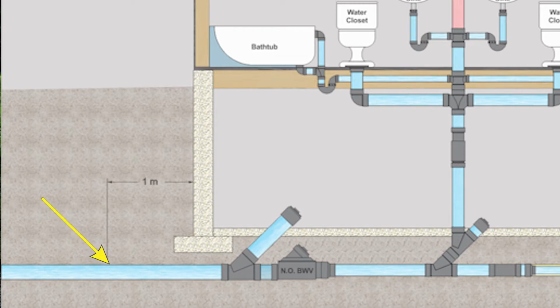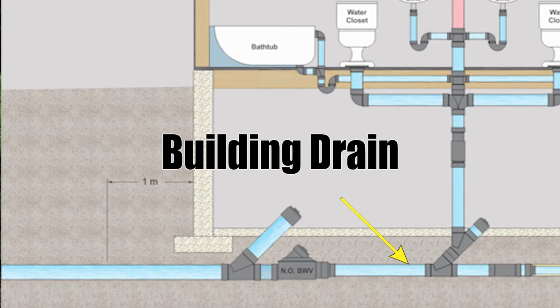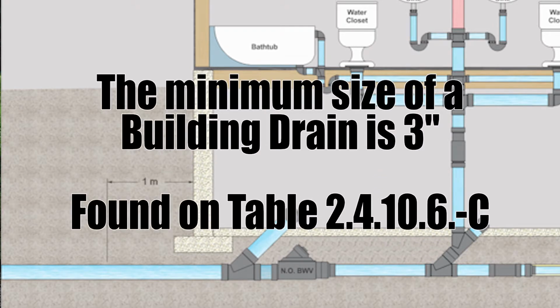As soon as the building sewer passes that 1 meter mark, it will become the building drain until it meets up with the main soil or waste stack, which is right here. The minimum size of a building drain is 3 inches in size. That comes out of table 2.4.10.6.C. That table will be covered in a future video.